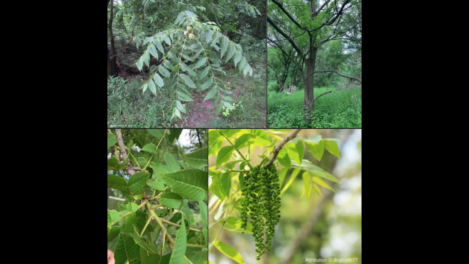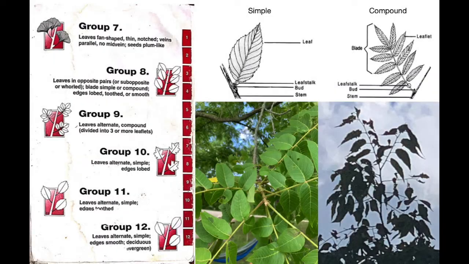Here are the images of the tree I will be identifying. Our tree is broad-leaved, so we need to determine the leaf type of our tree. A leaf can be simple, meaning that there is one single leaf and leaf stalk, or compound, meaning that the leaf is divided into several leaflets from the leaf stalk.